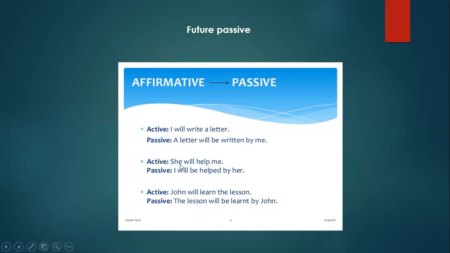Here is another example. She will help me. She is a subject. Will help is a verb. Me is an object. We change me to I because me is an object pronoun, we change it to a subject pronoun. We can't start the sentence with me, so we return it to its origin, I. I, we put will, be, and we put help in verb 3: I will be helped by her. By her is not necessary. Here, John will learn the lesson. The lesson will be learned by John.